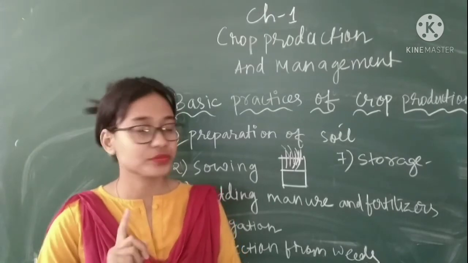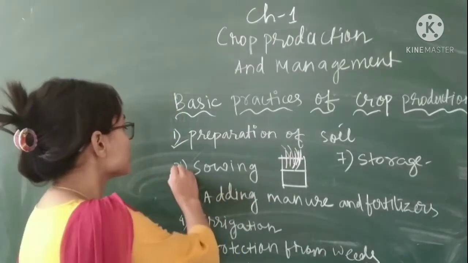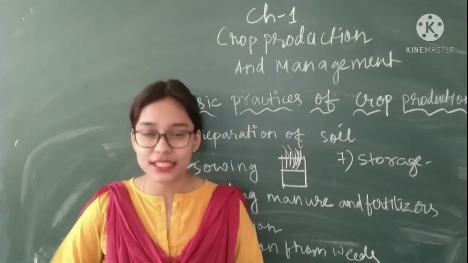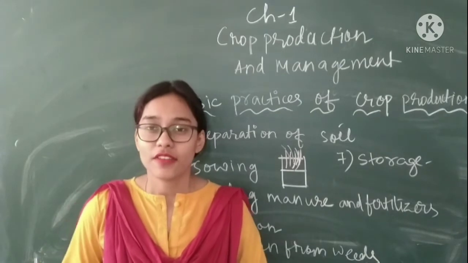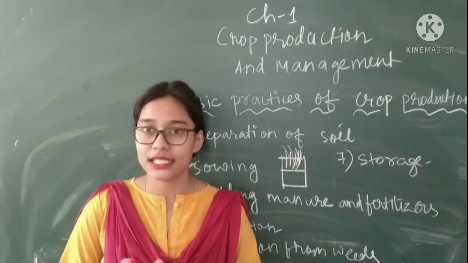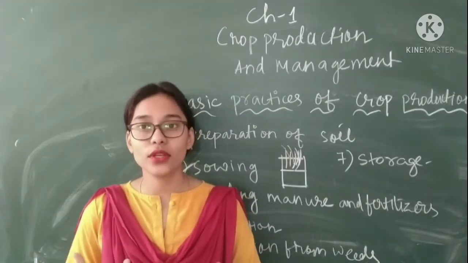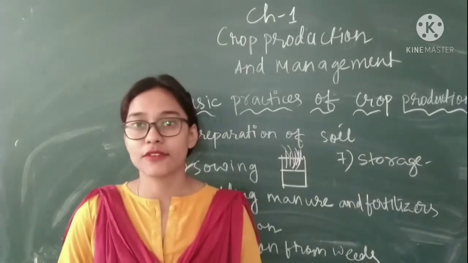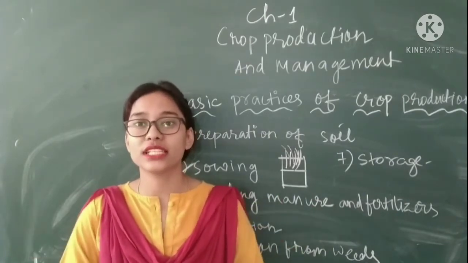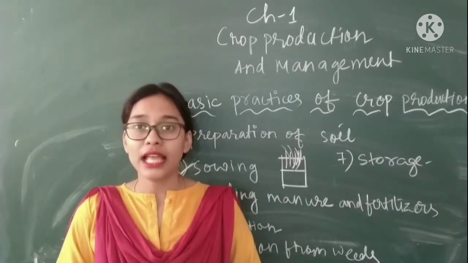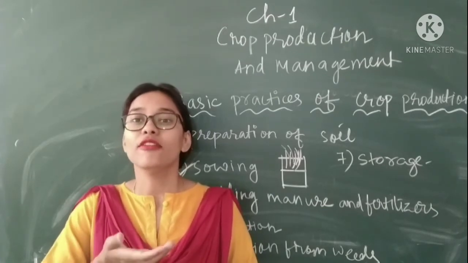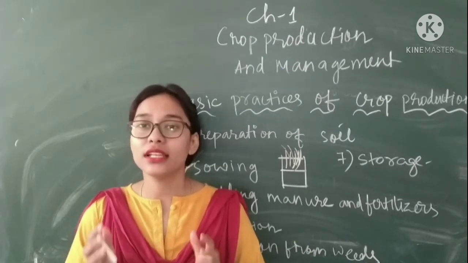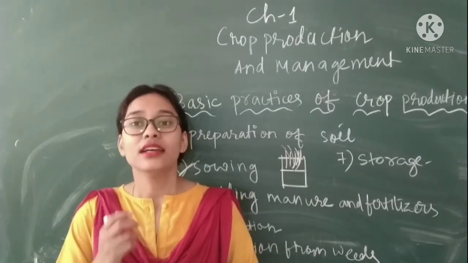Is it clear? Now the next one is sowing. Sowing means sowing of seeds. First of all, we need to select healthy seeds. How will you know which seeds are healthy and which are unhealthy? After bringing the seeds from the market, we soak them in water. Then the unhealthy seeds, which are light in weight, will float in water. So we can separate them from the healthy seeds and sow the healthy seeds in the field.